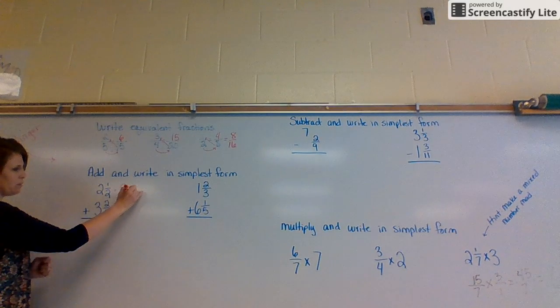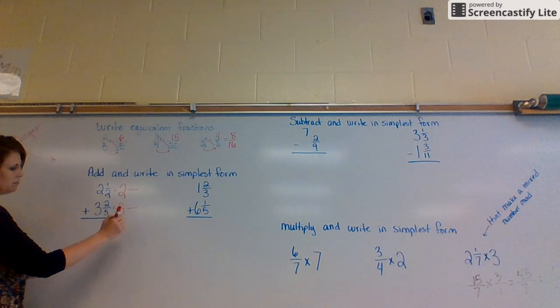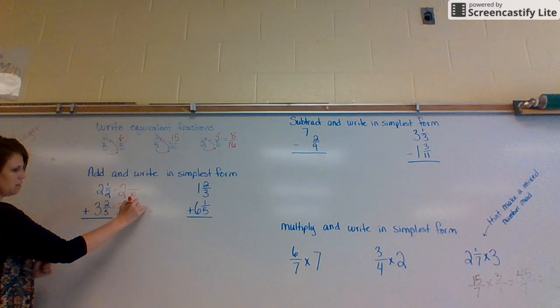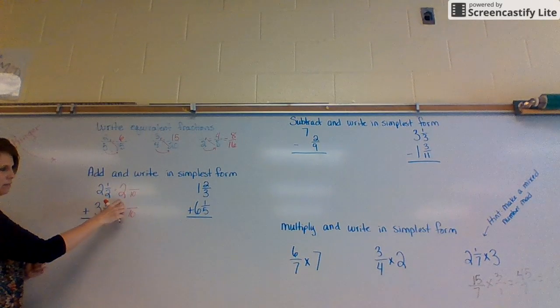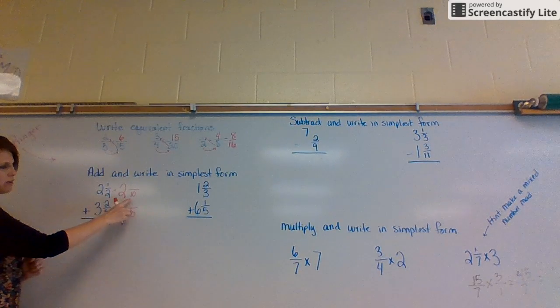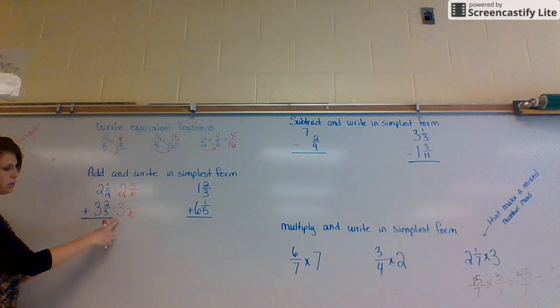Good. Since this is review, I want y'all to talk me through it, okay? What is my common denominator? 10. 2 1/2 is equivalent to 2 and 5/10. Talk loud for me. 2 goes into 10 5 times, and 5 times 1 is 5. 3 2/5 is equivalent to 3 and 4/10.